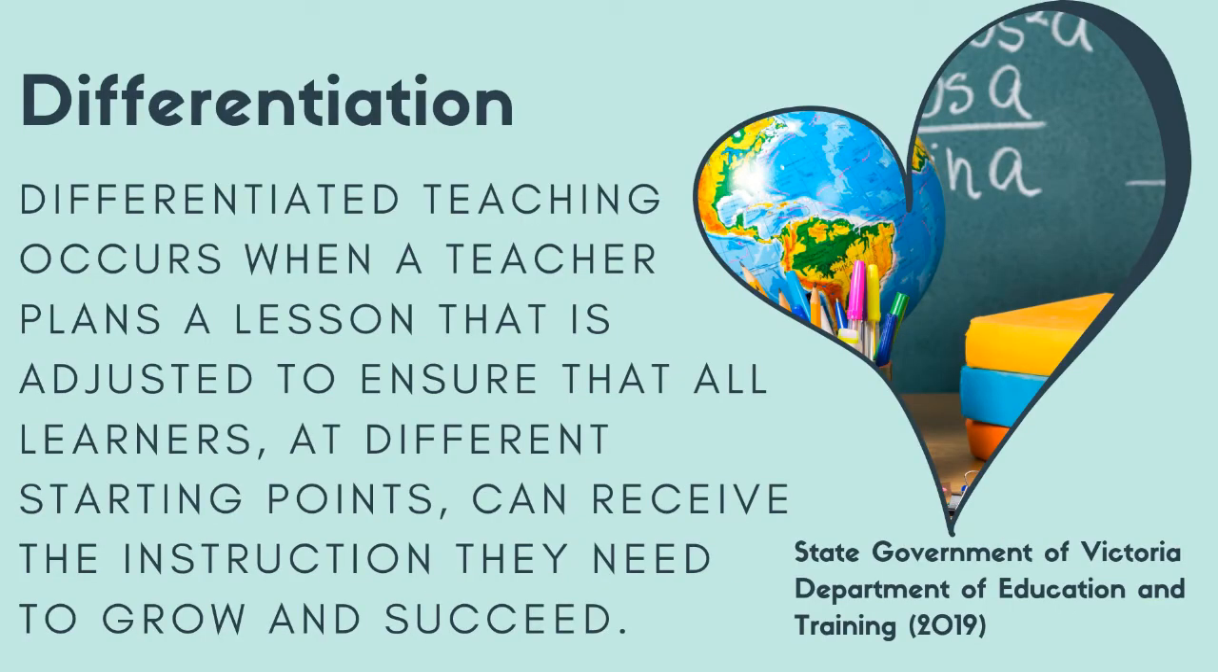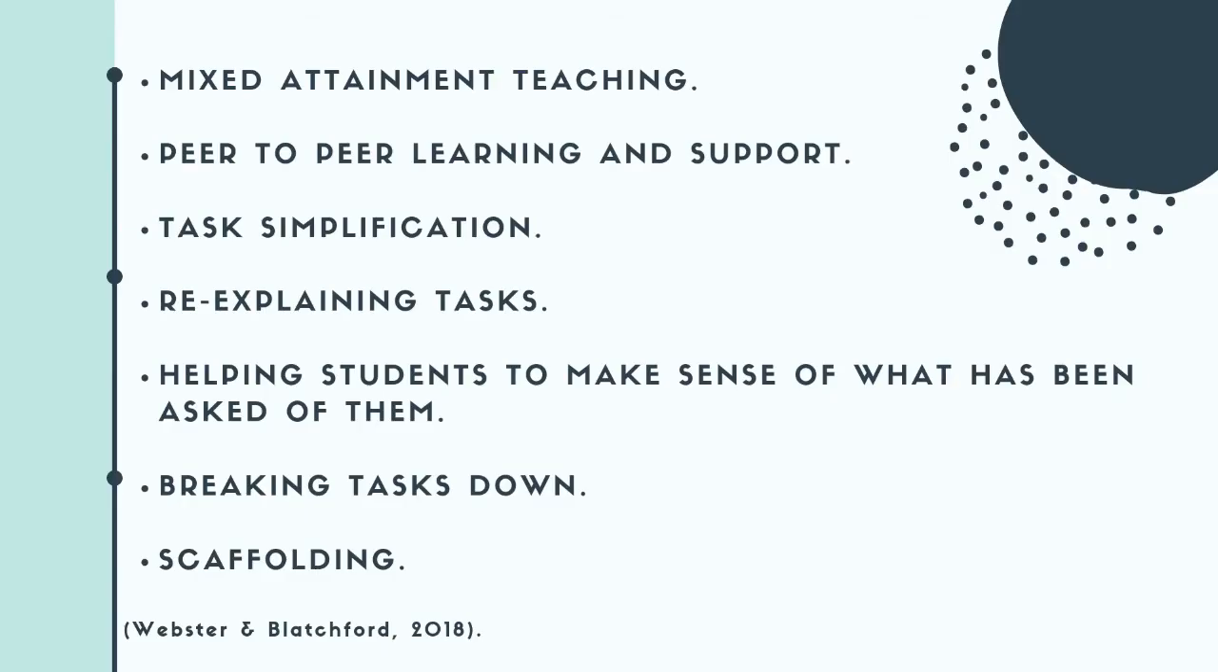Differentiated teaching is an example of personalised learning. Differentiated learning occurs when a teacher plans a lesson that adjusts either the content being discussed, the process used to learn, or the product expected from students to ensure that learners at different starting points can receive the specific instruction that they need in order to grow and succeed. Achieving this requires teachers to employ various differentiating techniques, including peer-to-peer learning, task simplification, and scaffolding.